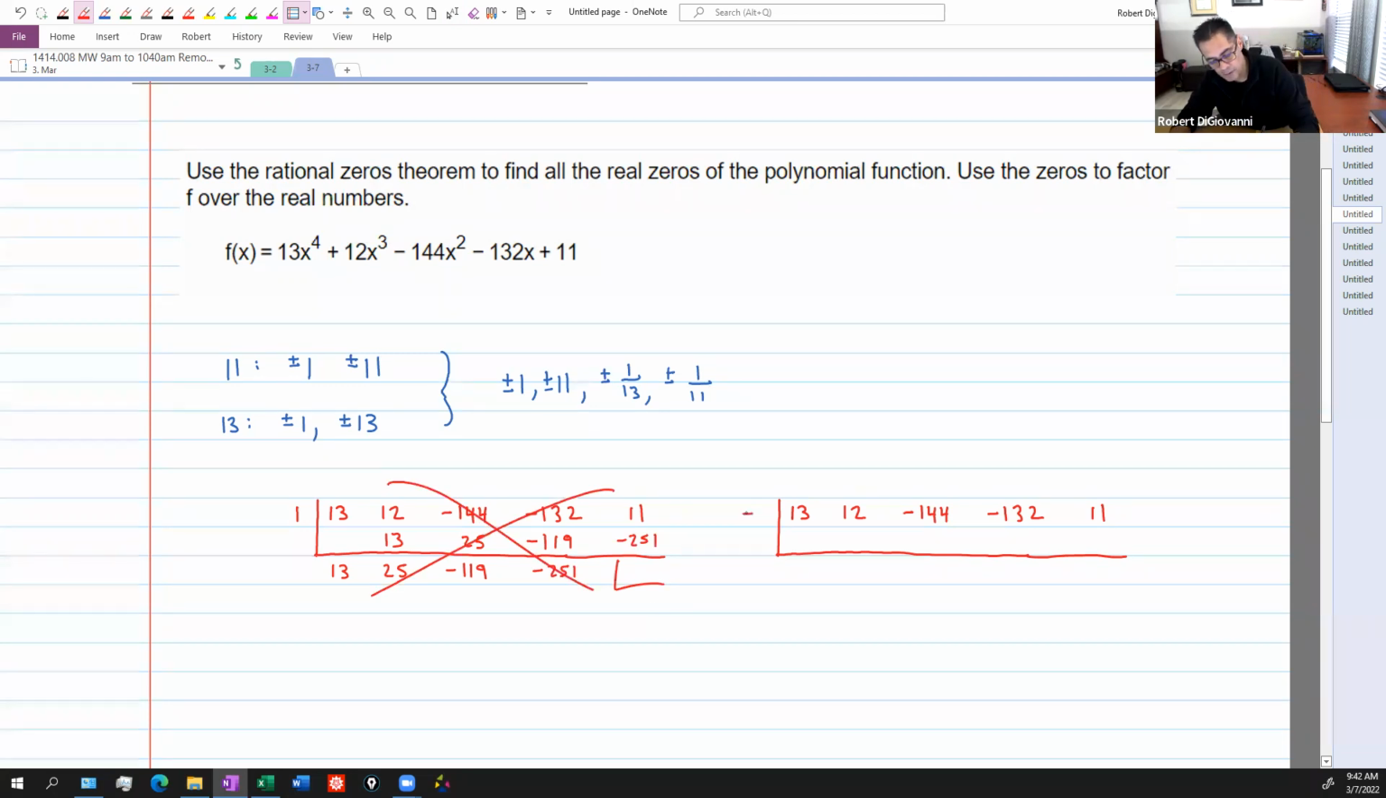Let me try negative 1. 13, negative 13. Add down, negative 1 gives me positive 1. This gives me negative 143. This is positive 143. This is looking good. This is going to be 11. And then negative 1 times that is negative 11. There it is. We got it. Second try.